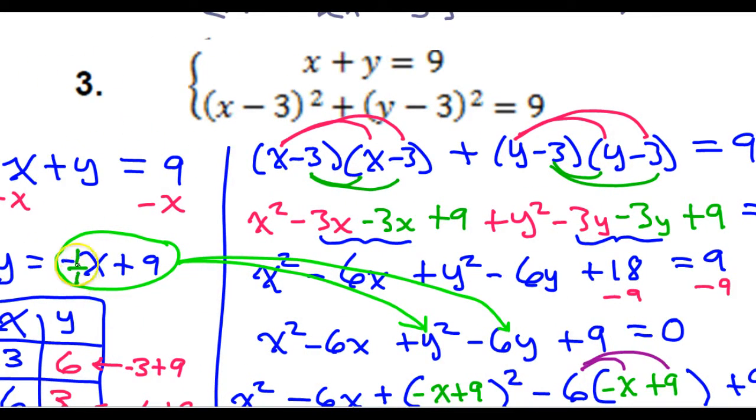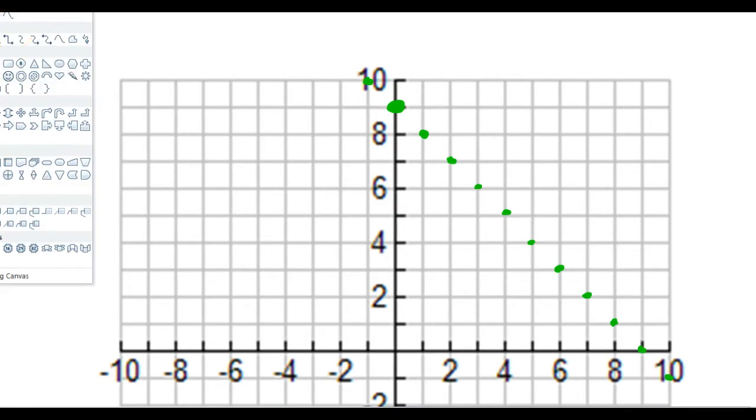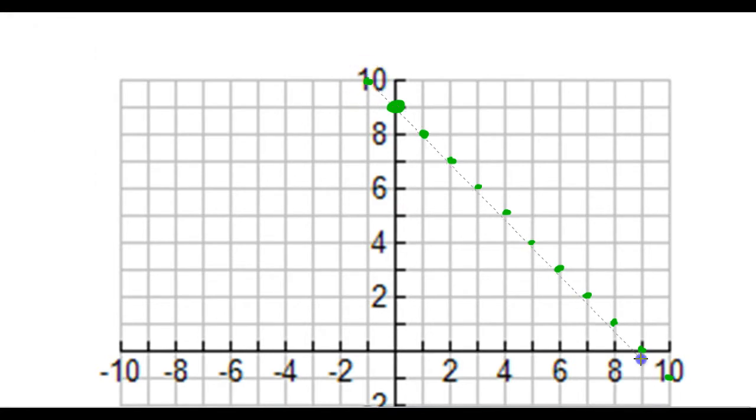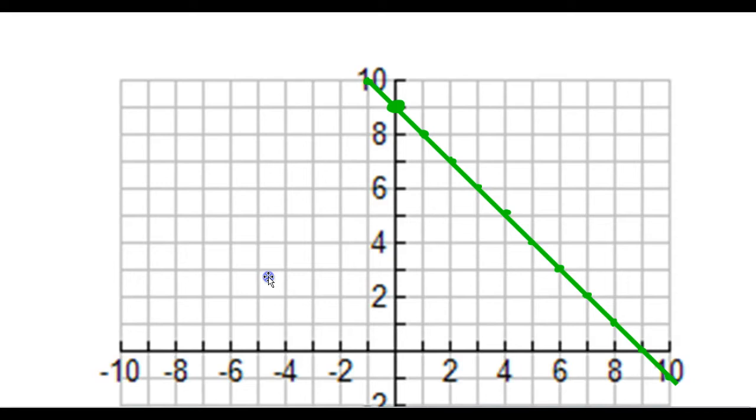In fact, I can think of it as -1 over 1. So I'm going to go, because of that, down 1, right 1. Okay, so starting from here, down 1, right 1, and again, repeat. Okay, so this shows us where our line is. And go ahead and connect those dots. Okay, so that's our line.